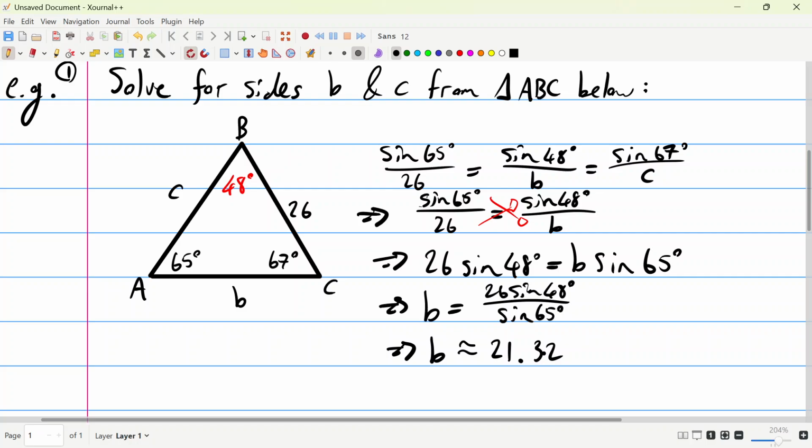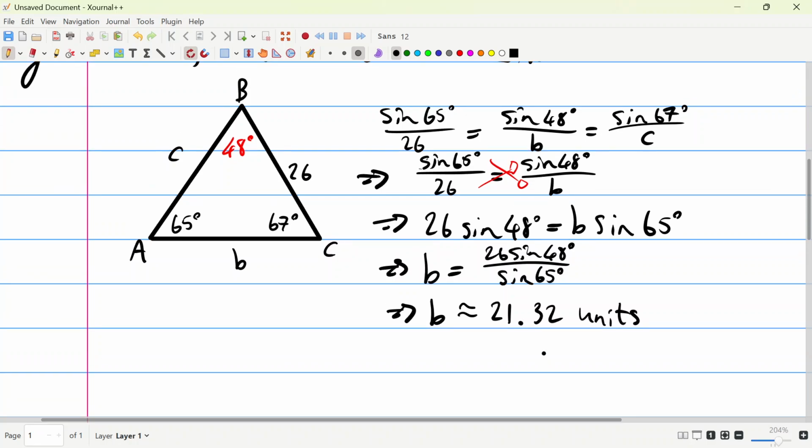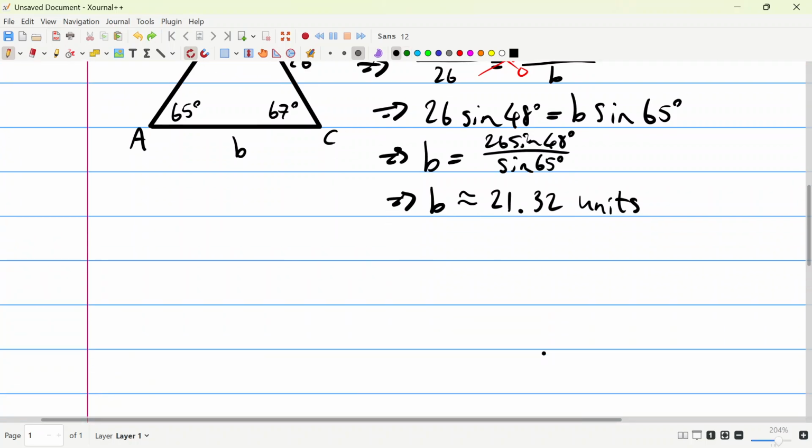And this is a side, so it's going to be units. Not units squared, remember, because if we're dealing with sides, it's going to be units, but if we're dealing with area, it's going to be units squared, okay? Okay, so now we dealt with the equating of the value and b, but now we're going to try and find c. So we're going to do the exact same thing, but this side is just going to be with the c, okay?